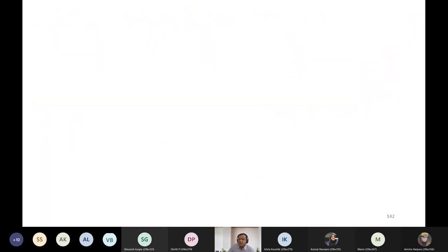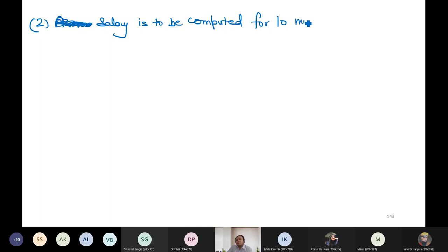Second note, it is not last drawn salary now. It is not last drawn salary. Average monthly salary, salary is to be computed for 10 months immediately preceding the month of retirement. That is why I will compute the average later.